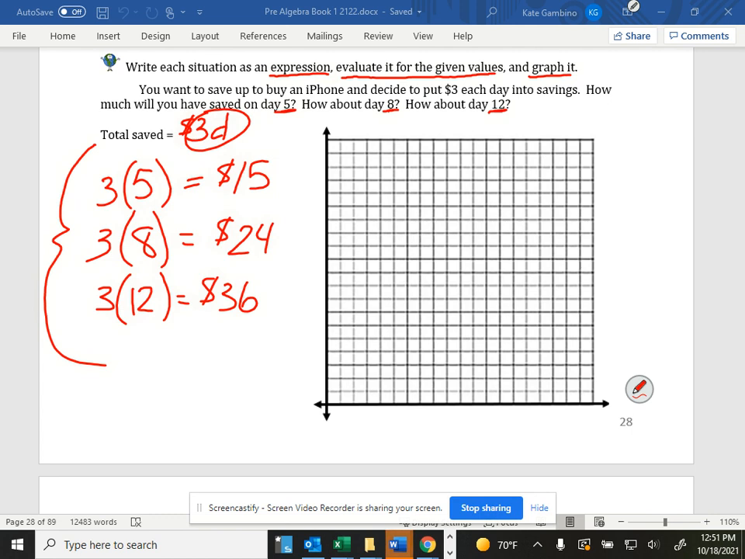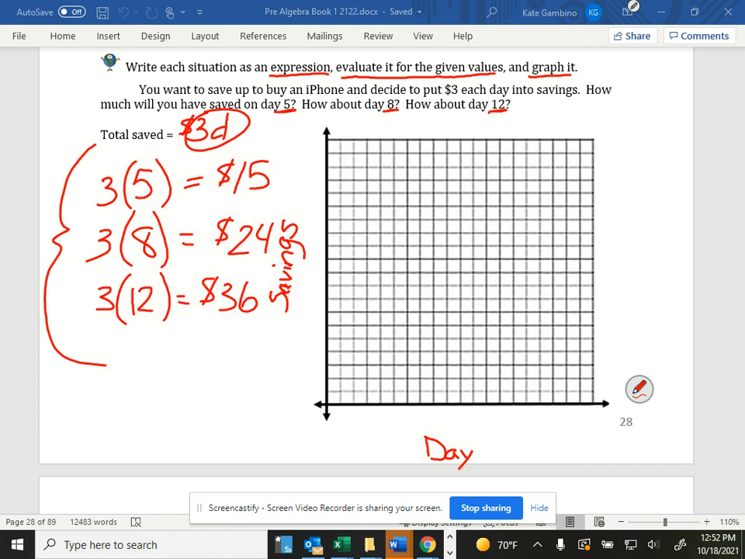First thing we have to do when we're doing a graph is we have to label our sides, label the axes. So we have our days down here. And then on the left, for the y-axis, that's going to be our savings. So we have our days and our savings. So then we have to put our numbers on. I can't scroll it up any farther, sorry.